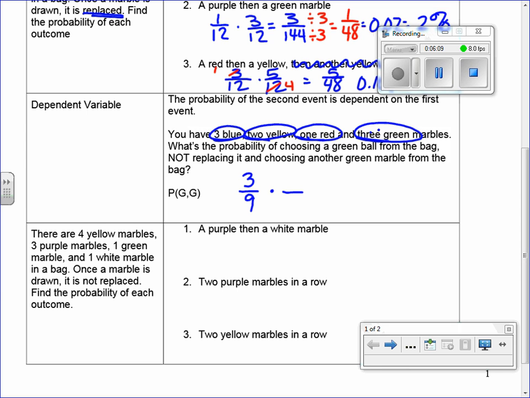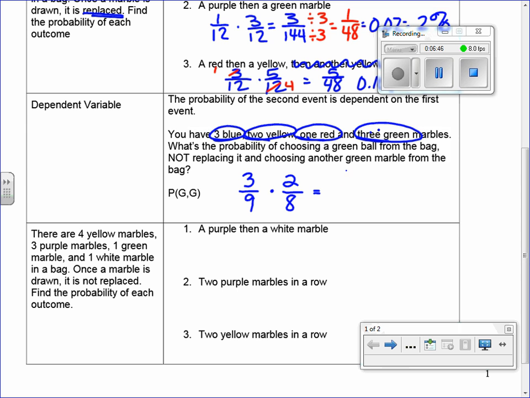So my number is going to go down to 8. And then not replacing it and choosing another green marble. Because it said choosing a green marble the first time, I'm going to assume that I actually got a green marble when I picked that first one. So my top number also goes down. Now, if it said green and then yellow, that wouldn't be the case. But since it says green and then green, then we have to assume that our first probability actually did occur when we write out our second probability.